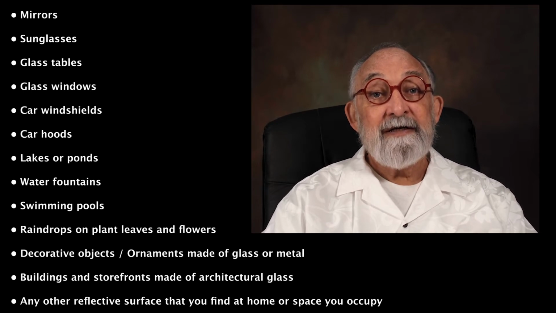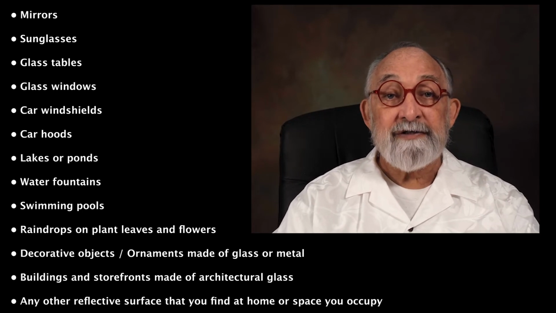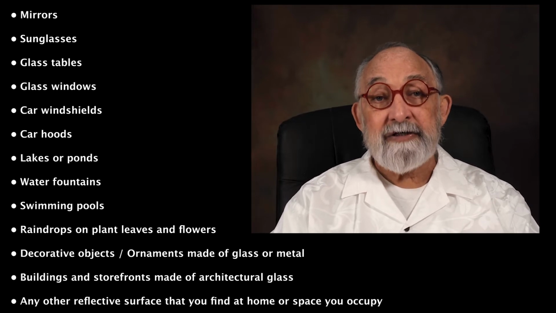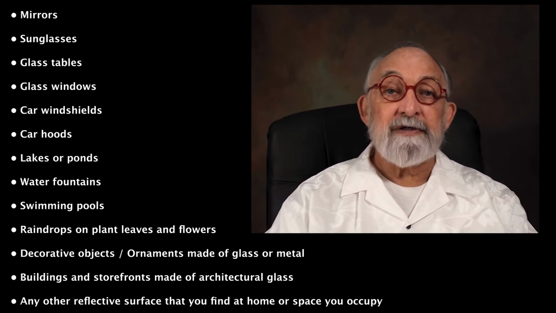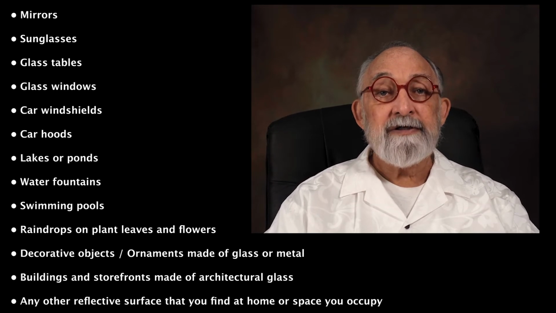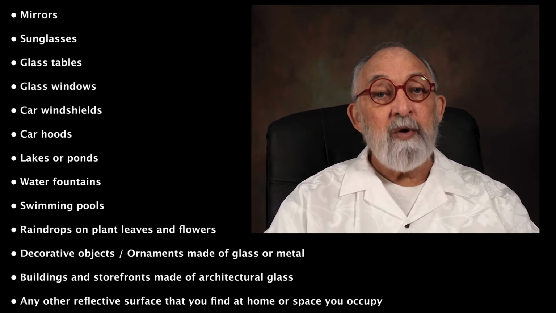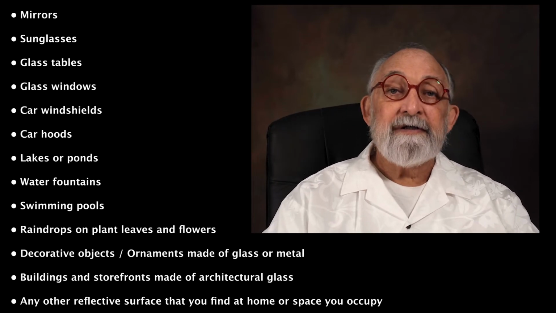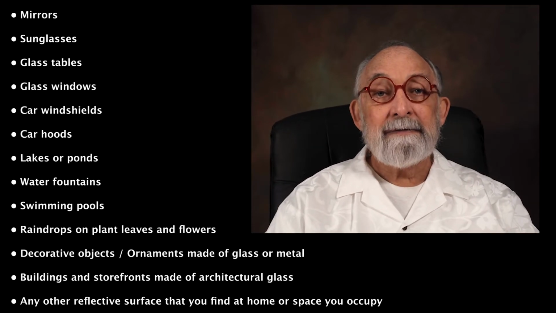And now, Matt will run you a quick list of items that will work as inspirational reflective surfaces that you can press into use when creating beautiful photos of reflections. So, just take a look and make a list. Carry it within your bag to remind you. Mirrors, sunglasses, glass tables, glass windows, car windshields, car hoods, lakes, ponds, water fountains, swimming pools, raindrops on plant leaves and flowers, decorative objects, ornaments made of glass or metal.